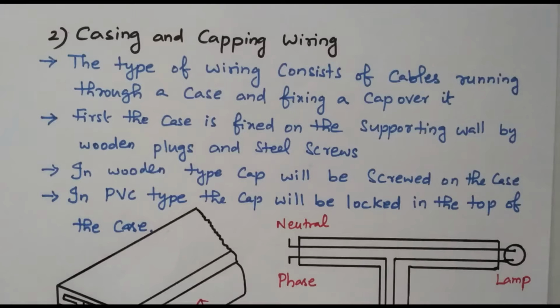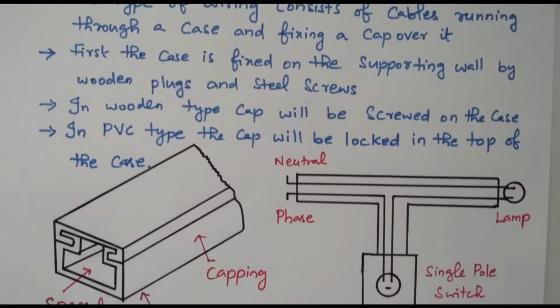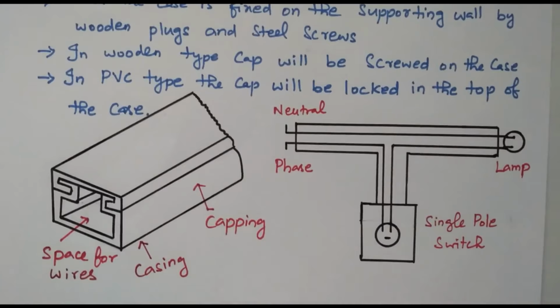So this is one plastic box available, having the two parts, casing and capping. There is a space available, through which the wires are run.